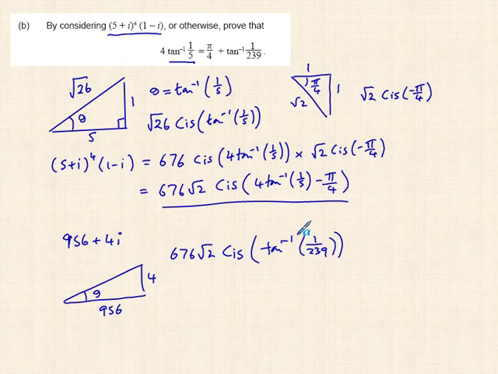And therefore these two arguments must be the same. For inverse tan 1/5 take pi by 4 is equal to inverse tan 1 over 239, and then to get what we want we just need to move the pi by 4 to the other side.